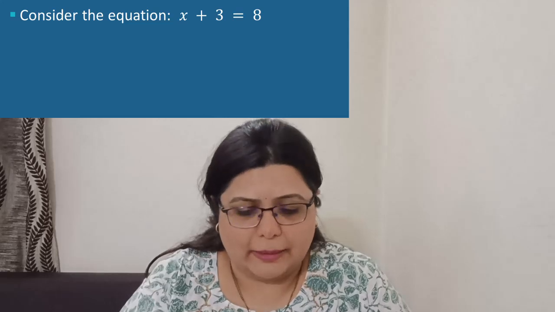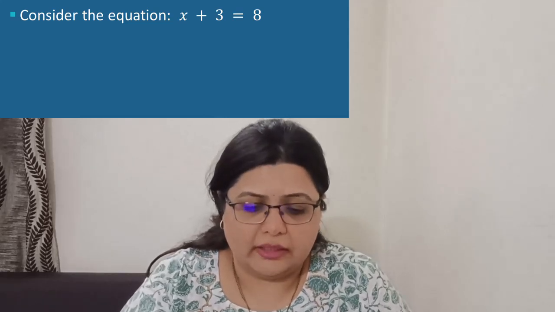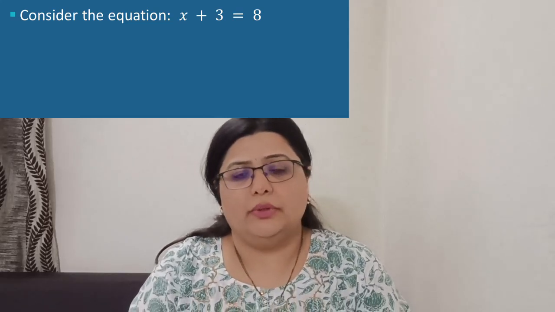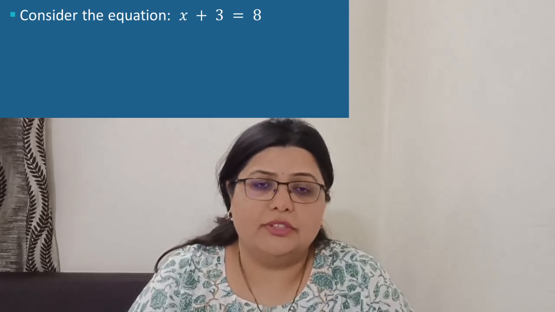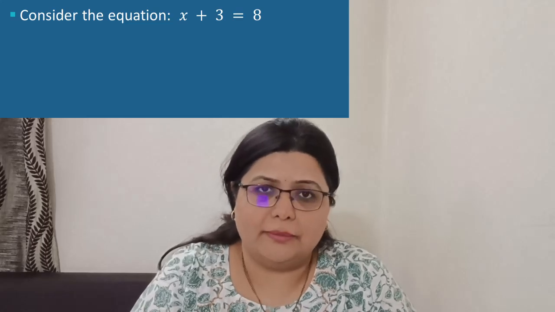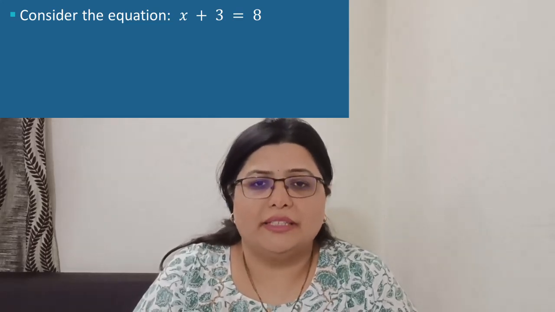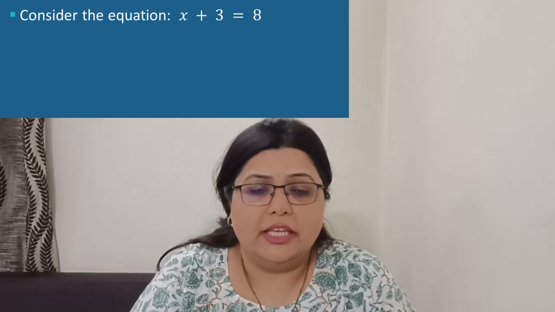In order to solve the equation, we can add the same amount to both the sides of the equal to sign. We can subtract the same amount from both the sides. We can multiply with the same number to both the sides. We can divide with the same number to both the sides. So, as we have already discussed, whenever we need to solve an equation, we can add the same number, subtract the same number, or multiply or divide by the same number to both the sides of the equal to sign.